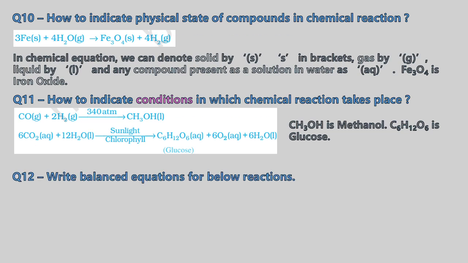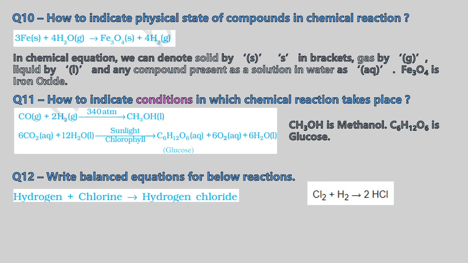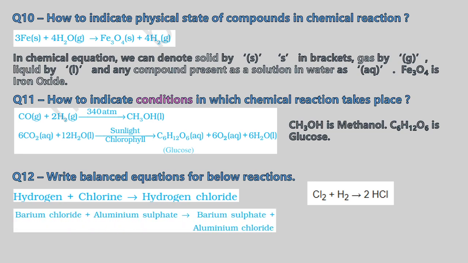Write balanced equations for the below reactions. Hydrogen plus chlorine gives hydrogen chloride. Now, one molecule of chlorine, that is two atoms of chlorine, will react with two atoms of hydrogen to give you two molecules of hydrogen chloride. So Cl2 plus H2 gives 2HCl. In hydrogen chloride, there is one atom of hydrogen and one atom of chlorine.